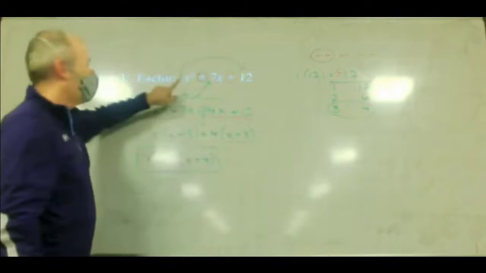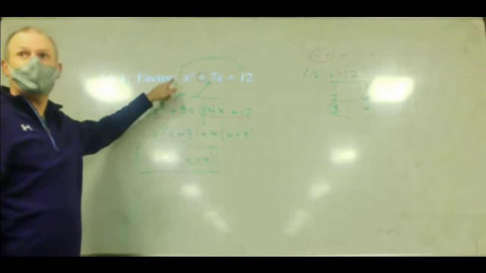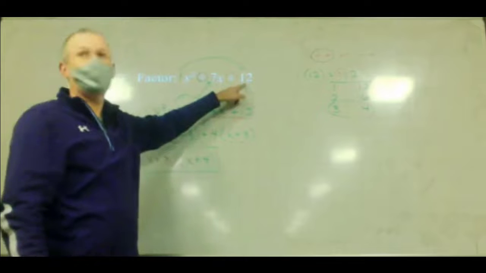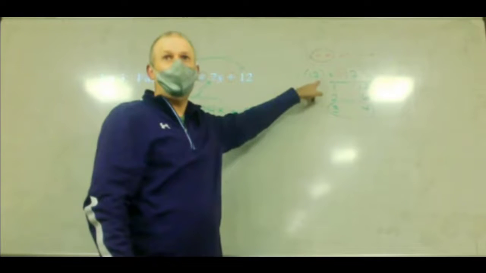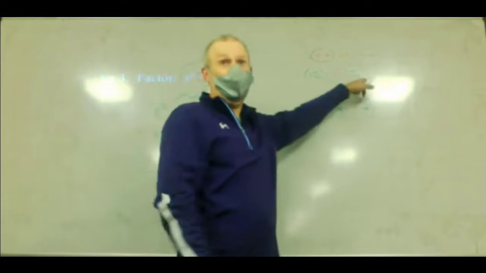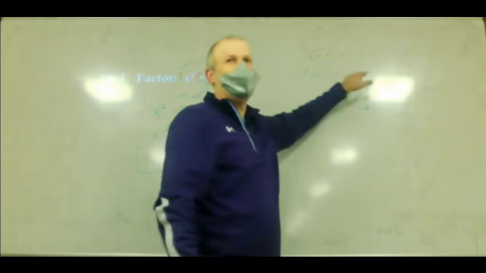Okay, so the first thing we did is we always take the A value, which is this number right here, times the C value. So that's where the 1 times 12 came from. And then that equals 12. So that just says equals 12.